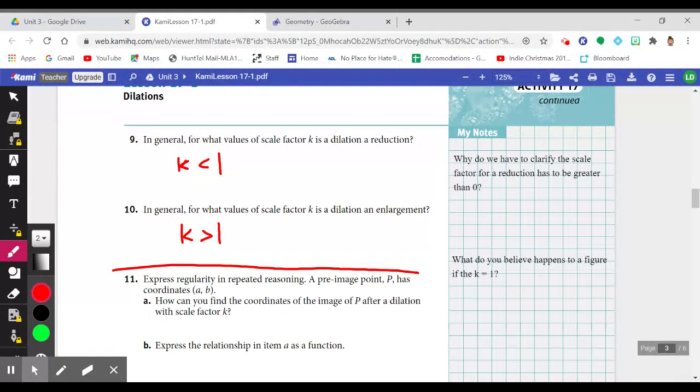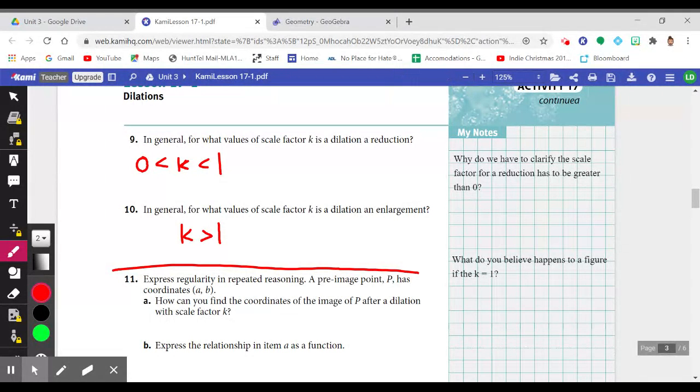So we're actually going to add this part for this rule here that if K is less than 1, we should also say that K has to be greater than 0. So in order for a dilation to be a reduction, K has to be less than 1, but greater than 0. You might be thinking, well, why can't it be negative? Well, you're right. Think about what a negative number would do on the coordinate plane.